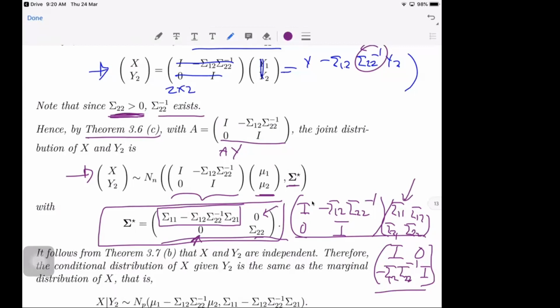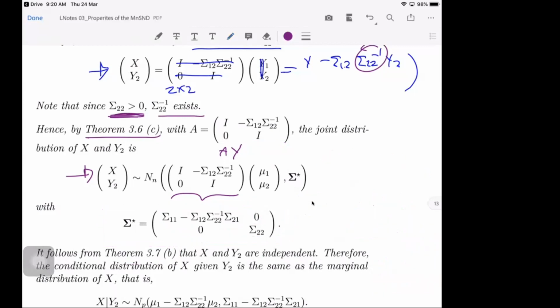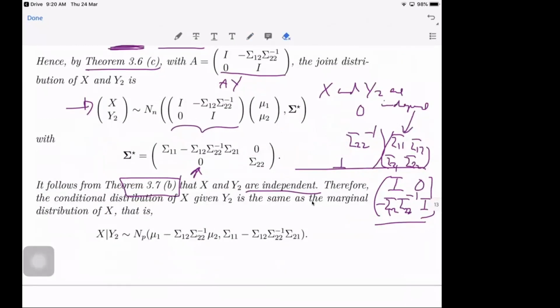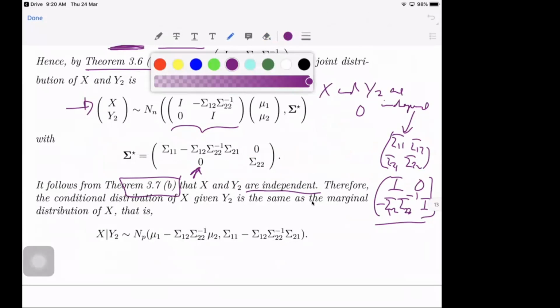Now, we have a theorem earlier that if this is 0, then most likely x and y2 are independent. That is theorem 3.7b. Okay, it is 0, so it means that x and y2 are independent. So the statement follows.